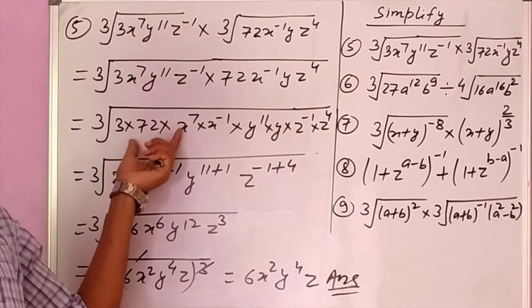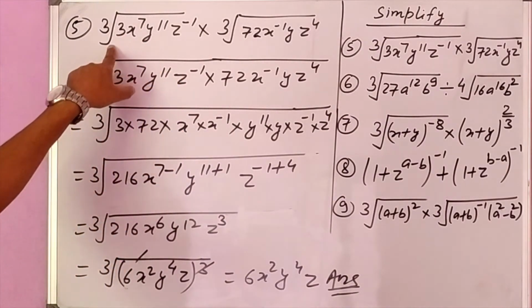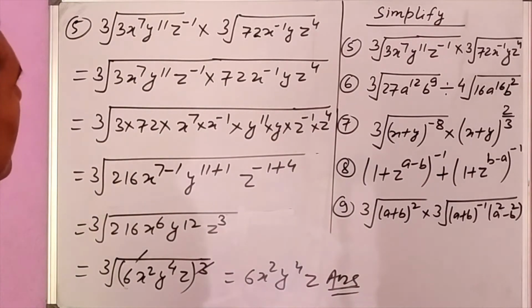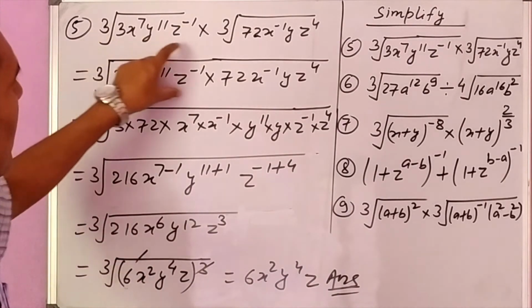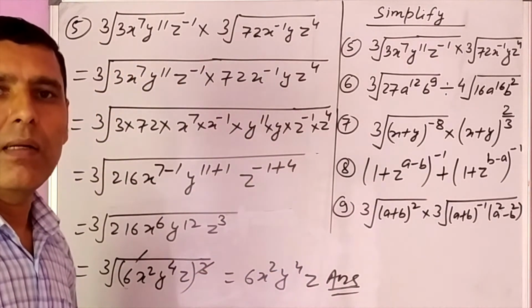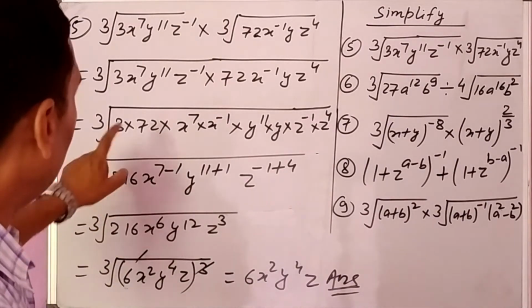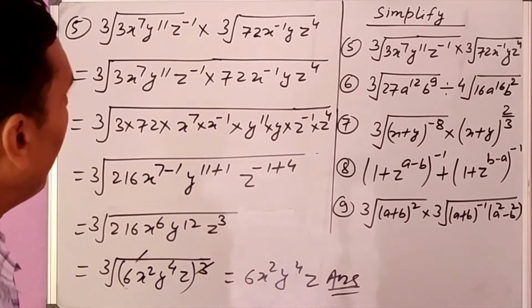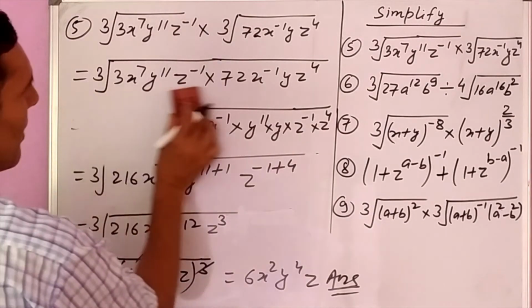Okay guys, don't be confused. When we have the roots of the same order, either in multiplication or in division, we can keep all radicand within the same root, so that it will be easier for us for simplification. Okay, this is question number 5. Now let's solve question number 6.